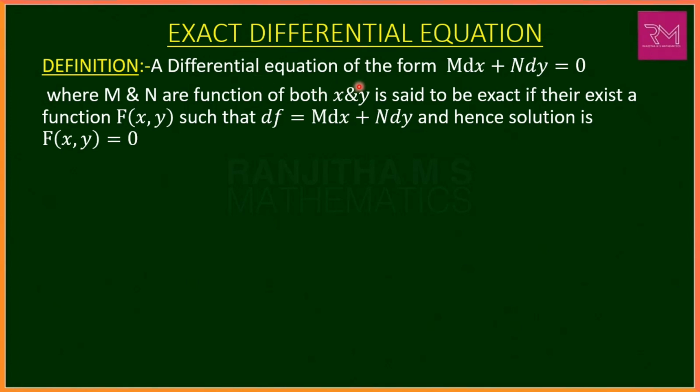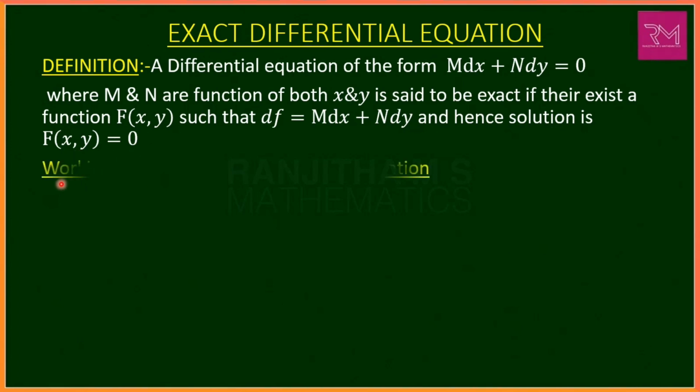So the differential equation is of the form M dx plus N dy equal to 0. This is the standard form of an exact differential equation, where M and N are functions of both x and y. The equation is said to be exact if there exists a function f of x comma y such that its differential is M dx plus N dy, and hence the solution is given by f of x comma y equal to 0.